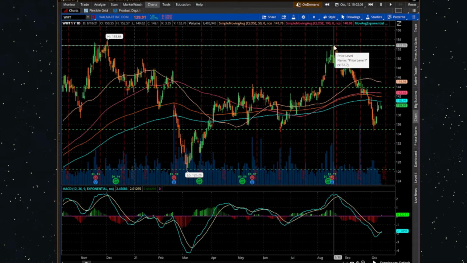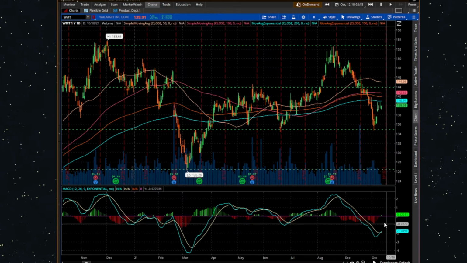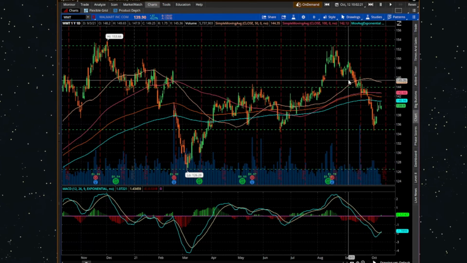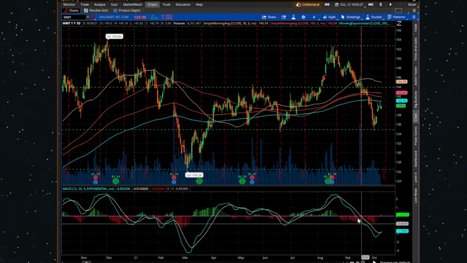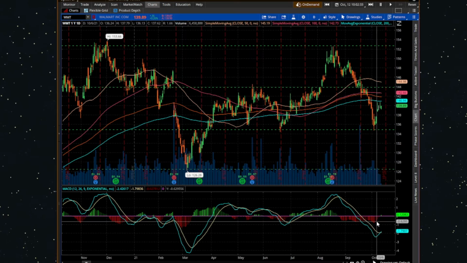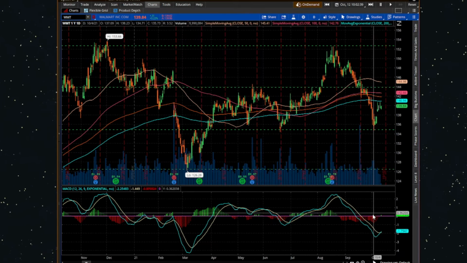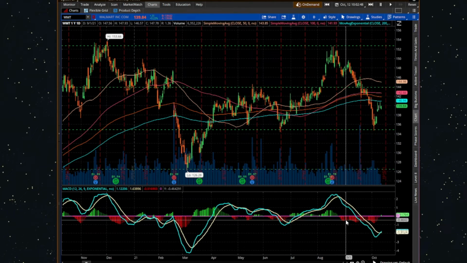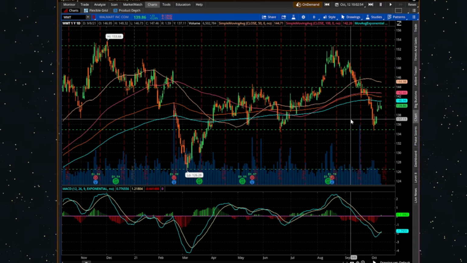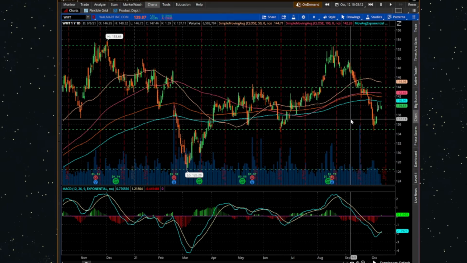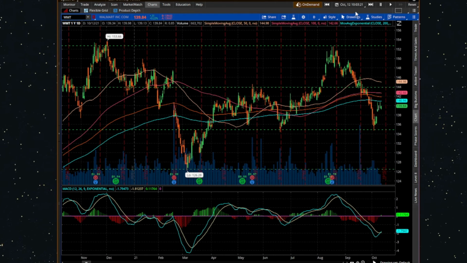Once again, it's when price is either declining and then the MACD is moving higher, or price is moving higher and the MACD is moving lower. Whatever the price is doing, the MACD should be doing the opposite, and that's when you get a divergence. It's a good signal of a potential reversal. So we need to let this kind of play out.